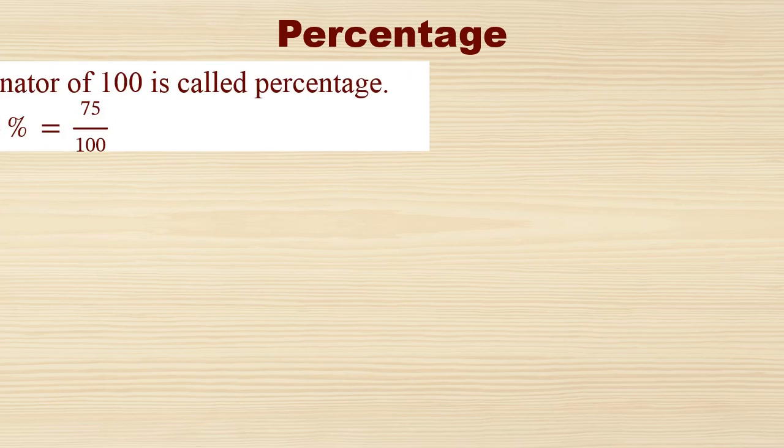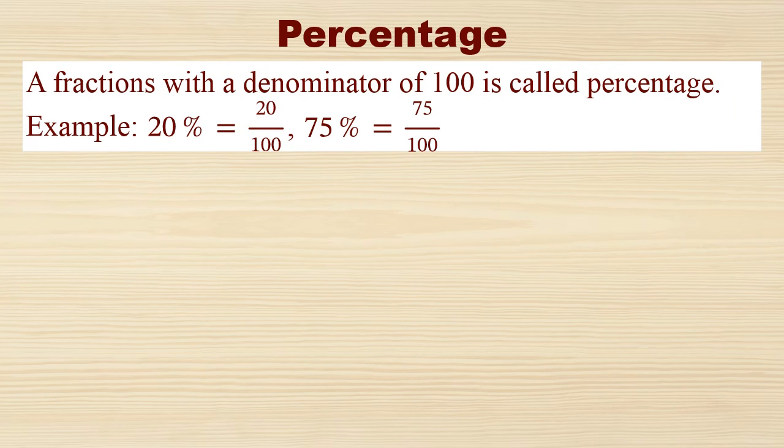Percentage. A fraction with a denominator of 100 is called percentage. That is, if the number at the bottom is 100. Example, 20%. 20% is equals to 20 over 100, and 75% is equals to 75 over 100. There are many instances where you may need to convert either percentage to fraction, or percentage to decimal, or decimal to percentage, or decimal to fraction, and the rest of it. We are going to look at all this in this lesson.